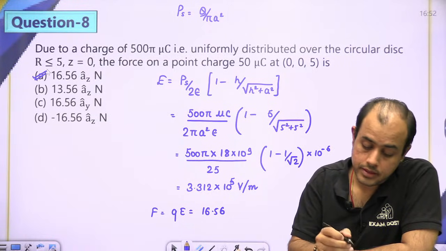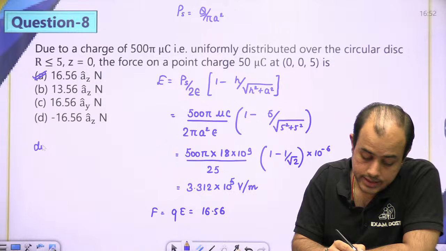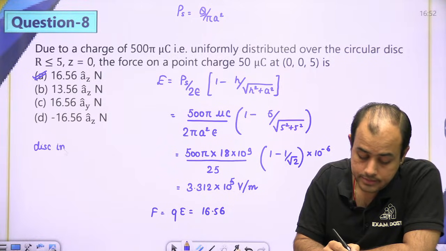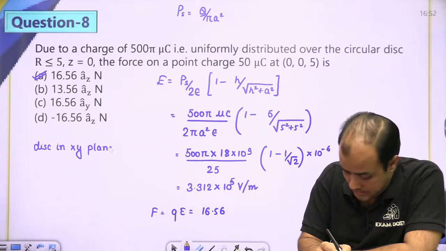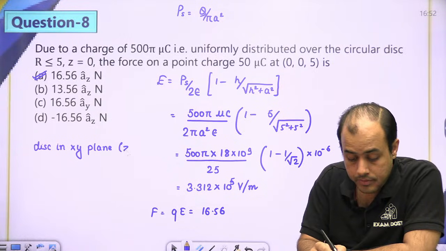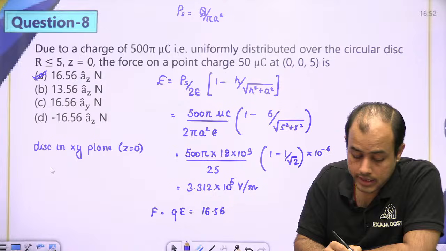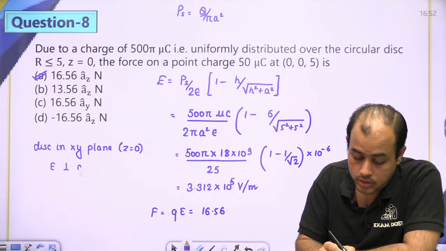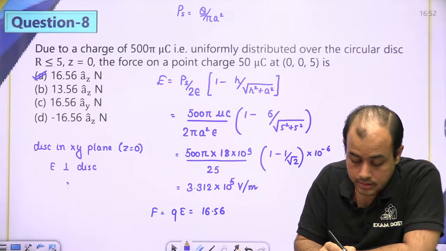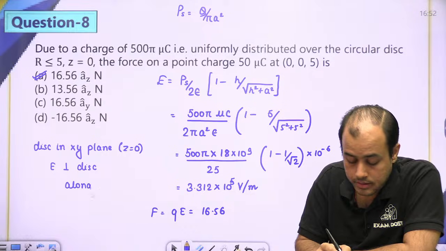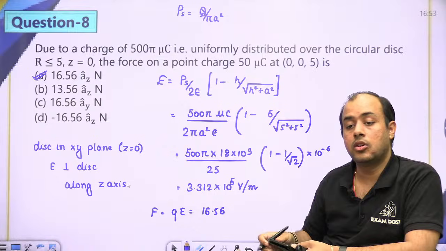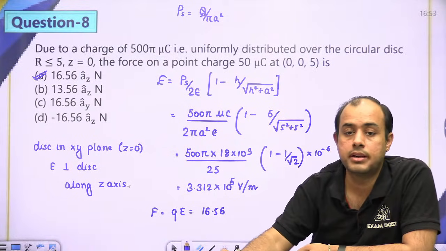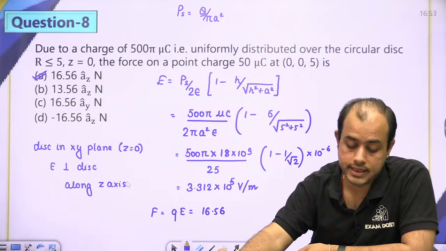A Z. Look, why am I saying A Z? The disk is in the XY plane. Why XY plane? Because Z is 0. So the electric field is perpendicular to the disk, that is along Z. So the electric field will come along the Z axis. Okay, beta? It will be along Z axis.